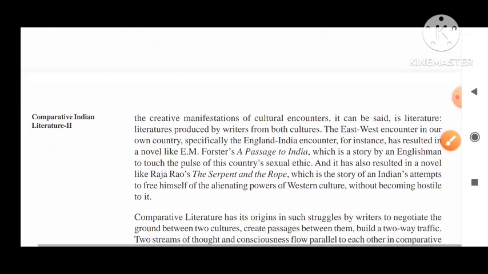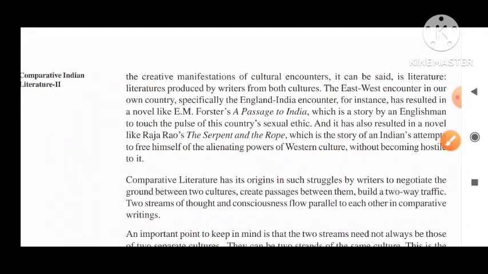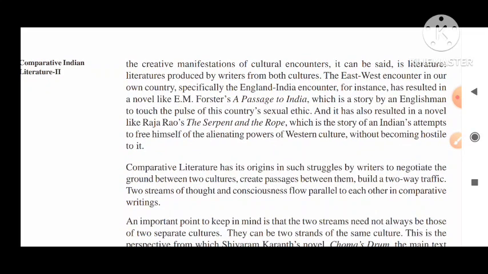Among the creative manifestations of cultural encounters, it can be said, is literature. Literature is produced by writers from both cultures. When two cultures are united, the literature is also united. Again, the literature is produced by writers from both cultures.